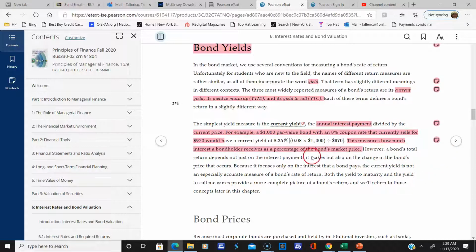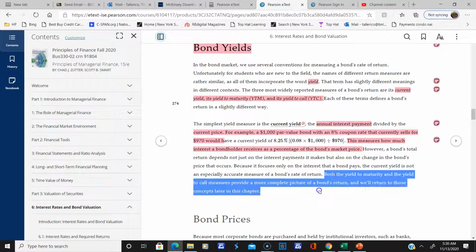However, a bond's total return depends not just on the interest payments it makes, but also on the change in the bond's price that occurs. Because it focuses only on the interest that a bond pays, the current yield is not an especially accurate measure of a bond's rate of return. Both the yield to maturity and the yield to call provide a more complete picture of a bond's return, and we'll look at those in a bit, okay? So that's an important statement.